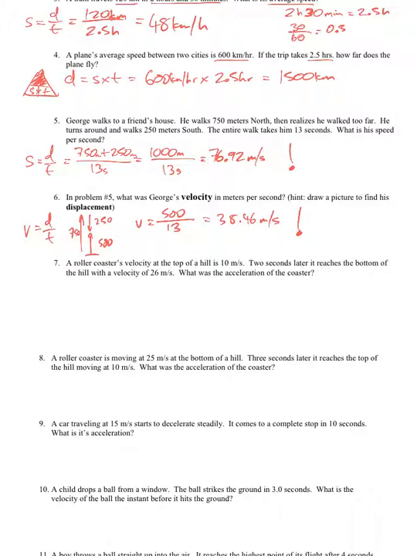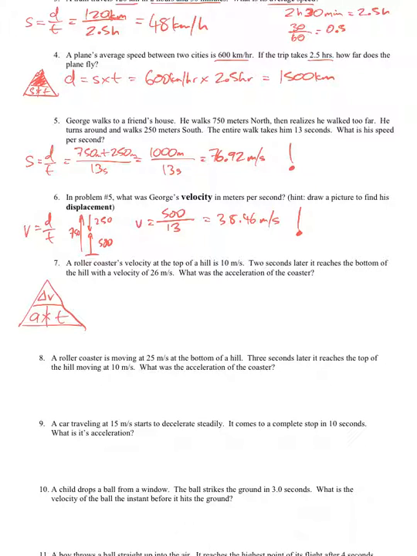Number 7. A roller coaster's velocity at the top of a hill is 10 meters per second. Two seconds later, it reaches the bottom of the hill at 26 meters per second. What's the acceleration of the coaster? So, the triangle for that, acceleration, and its change in velocity, which is final velocity minus the initial velocity.